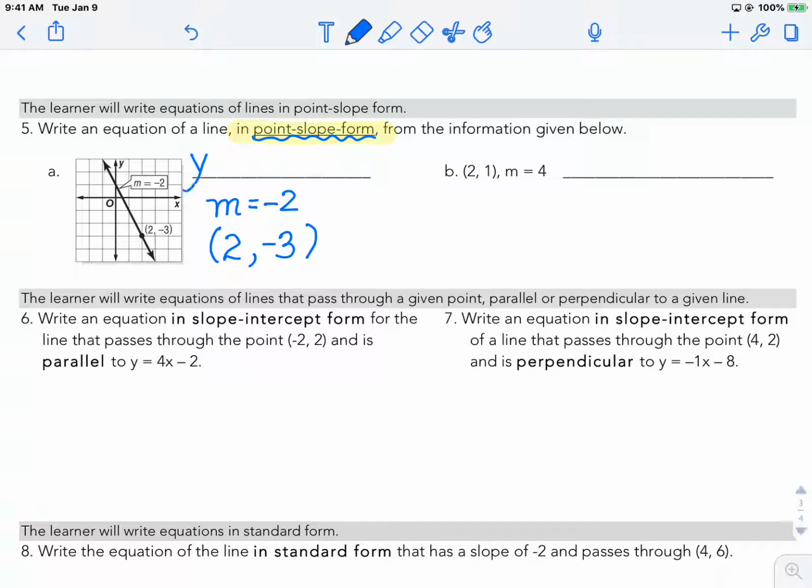So your final equation should look something like y plus something equals, and then you're going to have a number out front and a parentheses full of stuff so that it's in point-slope form. Same in part B. This time they gave you the slope and the point, so you want to go ahead and use point-slope form. Pause the video and get both of those done.